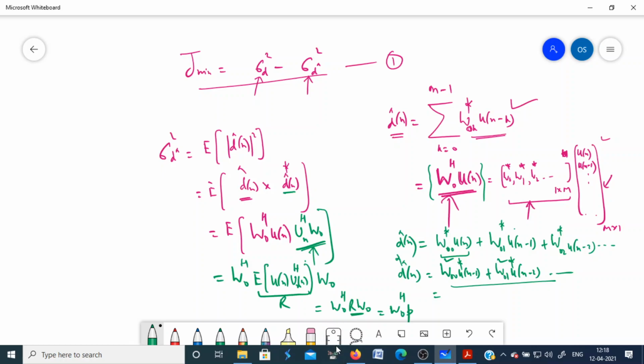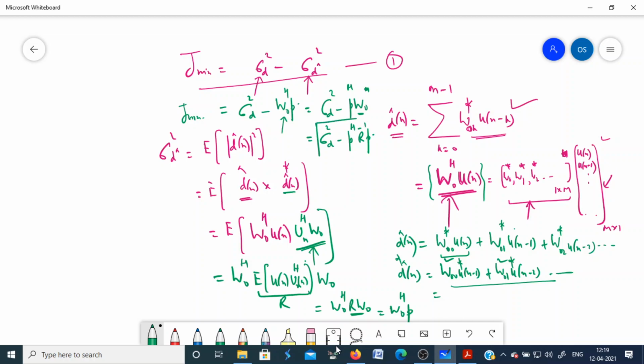Therefore you can write J minimum as sigma d square, the variance of the desired response, minus, in place of this estimate, w o H P. Or you can eliminate this dependence on the filter weights. So you can write it further as sigma d square minus P H w o, and that will become sigma d square minus P H, and in place of w you can write the Wiener filter solution, which is R inverse P.